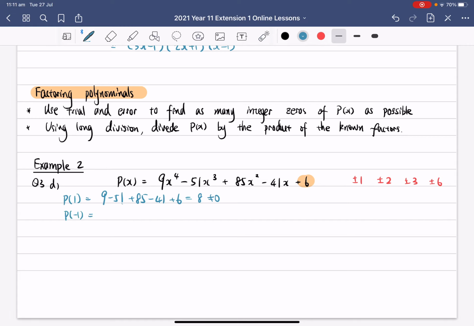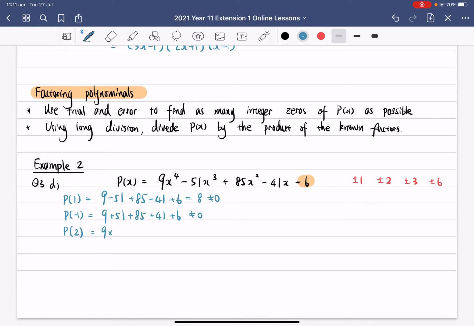Minus 1. All right. Oh, where's the minus 1 here? Great, I don't even need to use my calculator. I know this is not equal to 0. All right, unfortunately 1 and negative 1 are not working. All right, let's try 2. Let's hope 2 is working.